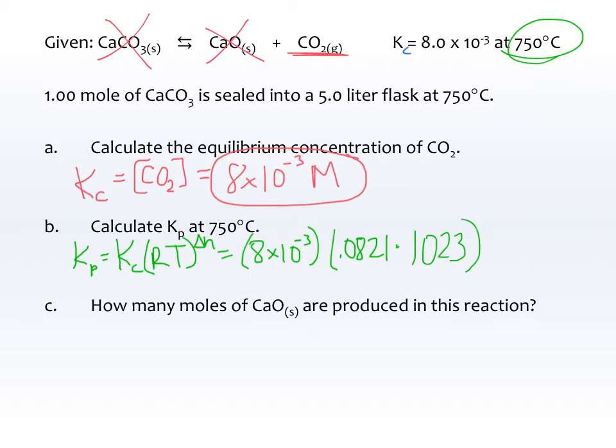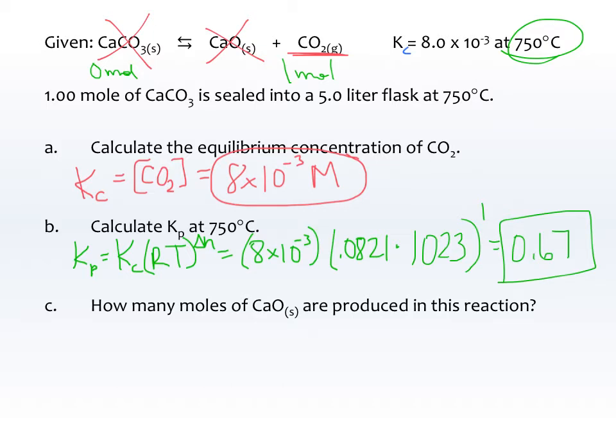So this is 1 mole of gas. And then on the reactant side, 0 moles. Products 1 minus reactant 0 is 1. So 1023 times 0.0821 is 83.988, so 84 times 8 times 10 to the negative 3. And when I type that in, I end up with 0.67. And because it's a K, even though it's Kp, there is no unit, just 0.67.